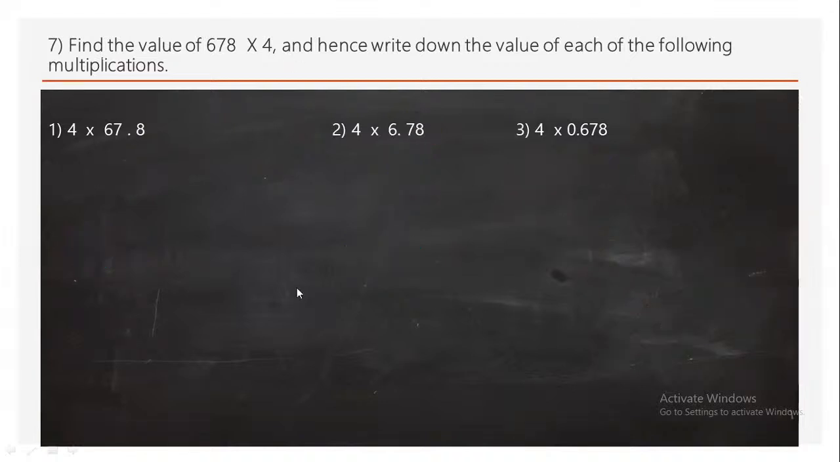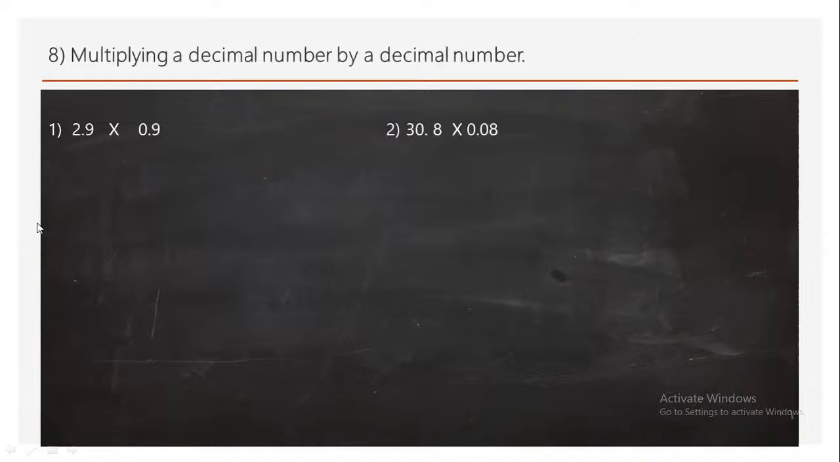Question number 8. 29 into 2.9 into 0.9. So it is easy to follow the earlier method. There are two methods. One decimal place here, 2.9, so 29 over 10 into one decimal place here. Then you can write 9 over 10. 9 times 9, 81, 8 remaining. 9 times 2, 18 and 8, 26.